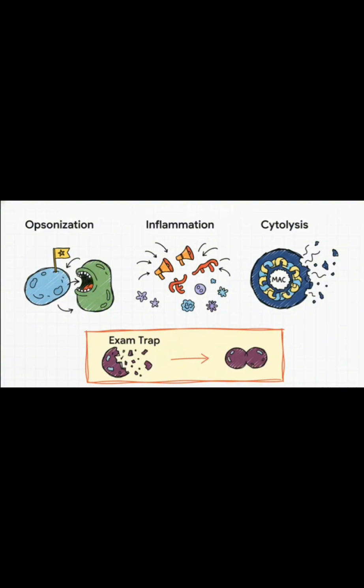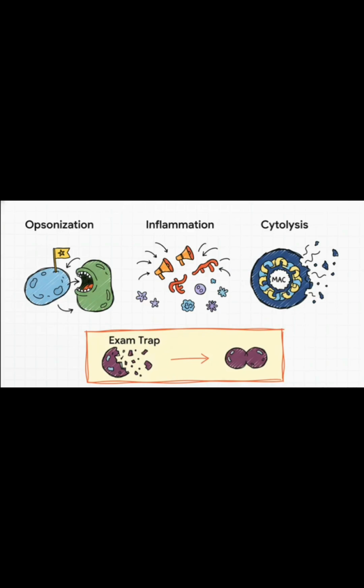Next up is the complement system. Think of it as the antibody's special ops support crew. It really has 3 main jobs. First is opsonization, where C3b basically puts a giant eat me sign on pathogens. Second, inflammation, where C3a and C5a act like a flare recruiting other immune cells. And third, cytolysis, where the membrane attack complex, or MAC, literally punches holes in bacteria.